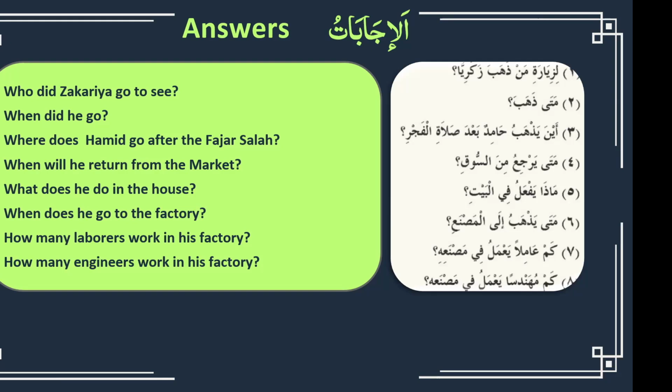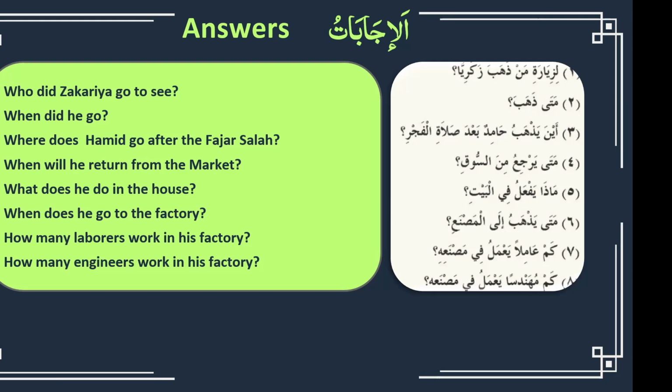The eighth question was Kam amilan ya'malu fi masna'i. How many laborers work in the factory? And the answer will be 125 workers work in the factory. يعمل في مصنع. Okay. مئة و 25, right? 100, مئة, Hamsatu wa ishrun. خمسة وعشرون.